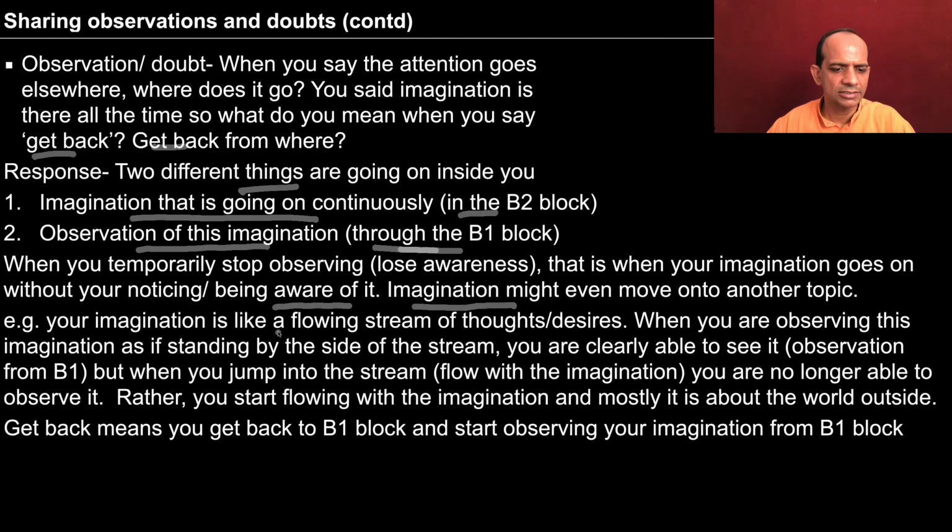For example, imagination is like a flowing stream of thoughts or desires. When you are observing this imagination as if standing by the side of your stream, you are clearly able to see it. That is, you are able to observe from B1. But when you jump into the stream, that you start flowing with the imagination, you are no longer able to observe it. Rather, you start flowing with the imagination. And mostly it is about the world outside. And getting back again means that you get back to B1 block and start observing your imagination from the B1 block.